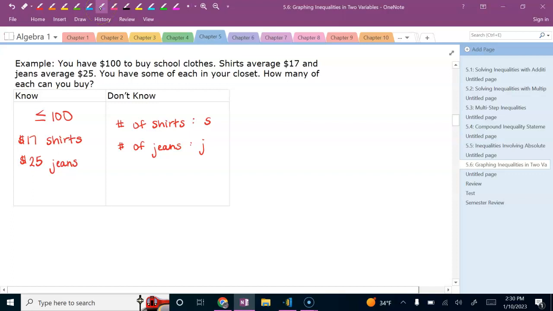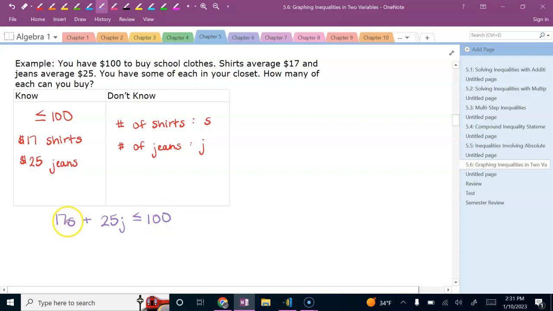So I'm going to buy jeans and shirts. Now I don't know how many of each, but I just know their cost. So for shirts, it's 17. So for however many shirts I buy, I need to spend $17. So an easy way to write that would be 17S. That way, if I bought 2 shirts, 3 shirts, 4 shirts, I could just take it times 17 to figure out my total cost. So for jeans, we're going to add that on. I would write that as 25J. This has to be less than or equal to 100 because I can't spend more than that.